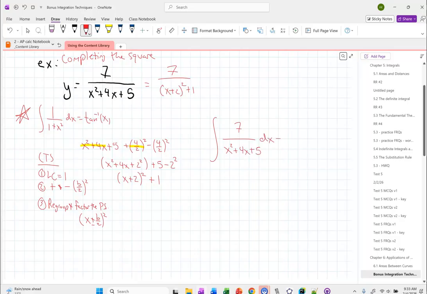So again, as I start, nothing I can do with that. Right? Not the way it's currently written. We'll do the completing the square. I'm going to pull that 7 out front also. Done our completing the square.